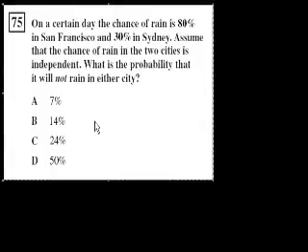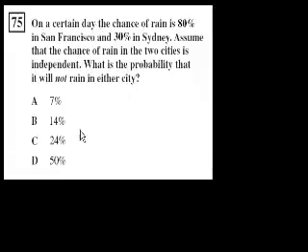Let's see. Problem 75. On a certain day, the chance of rain is 80% in San Francisco and 30% in Sydney. Assume that the chance of rain in the two cities is independent. What is the probability that it will not rain in either city?